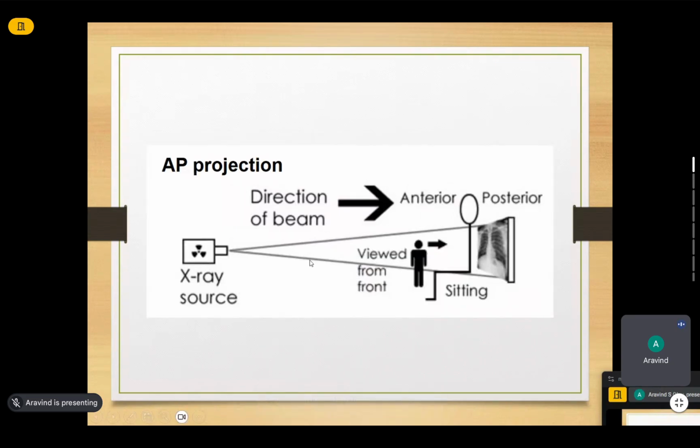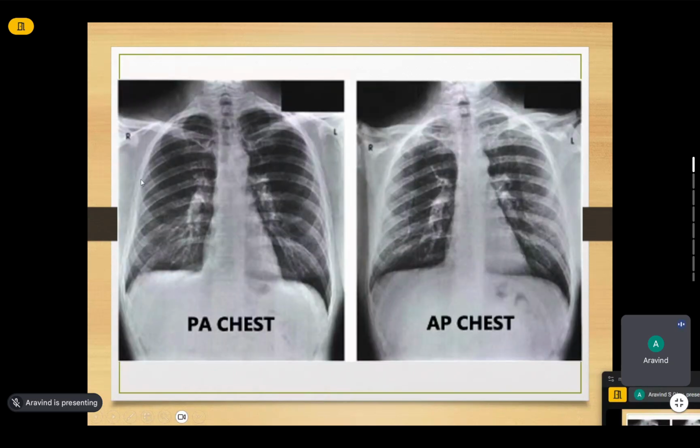And regarding AP view, they pass the beam anterior to the patient. The patient might be lying down supine or sitting, and they pass the beam in the front of the patient. And still you get the image as if you are viewing it from the front of the patient. The difference between PA view and AP view is like that.